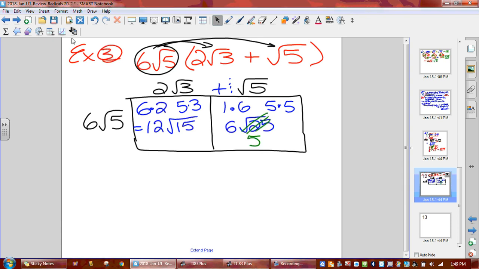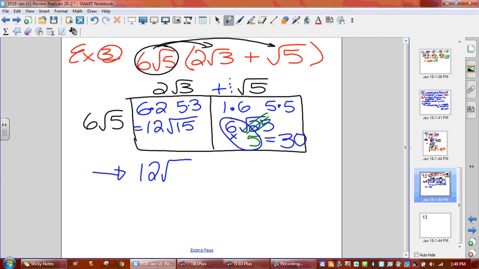Now we've got to rewrite our answer outside the boxes. So my final answer for this would be 12 root 15 plus 30. You can put the 30 out front as well. You can go 30 plus 12 root 15. Okay, it doesn't matter the order you write them in. So that's distributive property, a 1 by 2 box. The next kind is a 2 by 2, where it's going to be foiling or area box. Okay? So we'll do one more example like that, and then we're switching to dividing.